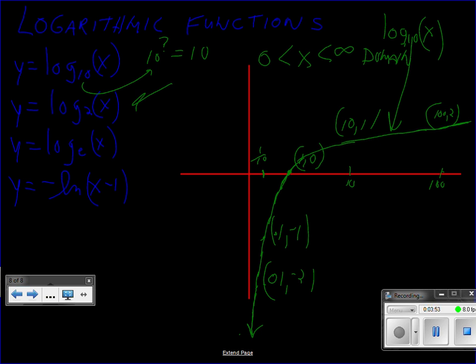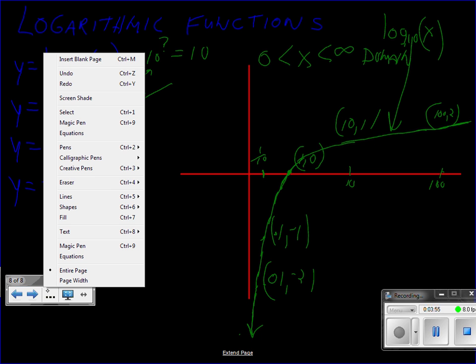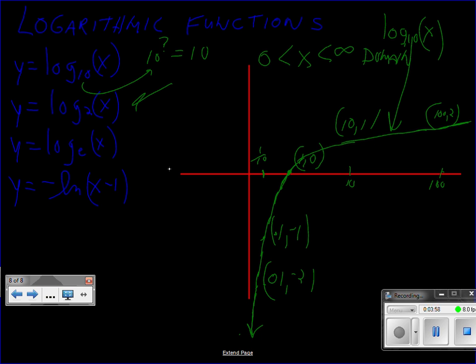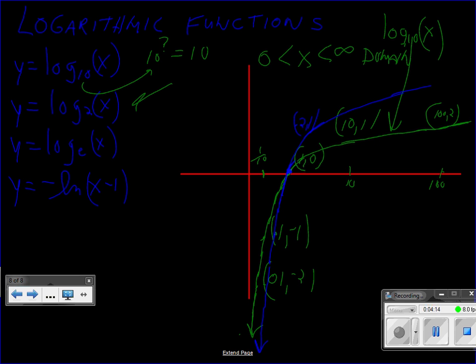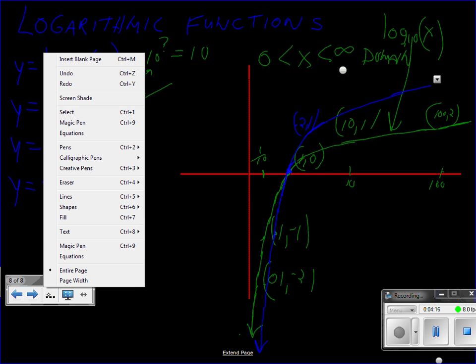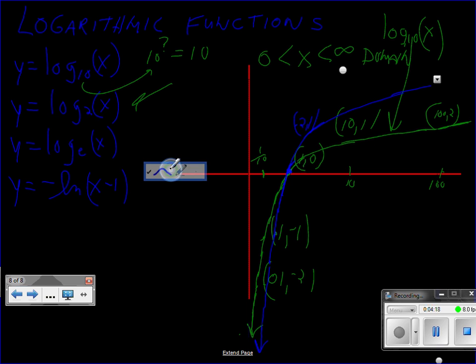How about log base 2? What's going to happen there? Let's change our color. Log base 2, it's still going to hit this point here, 1, 0. But now, at 2, it's going to be equal to 1.